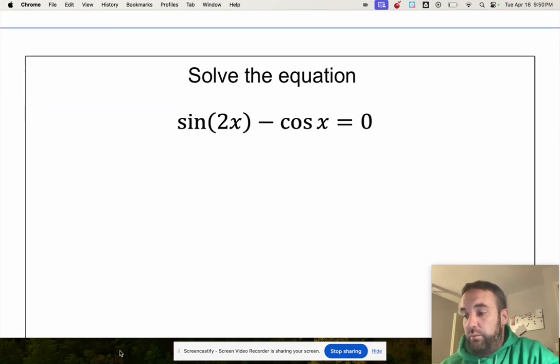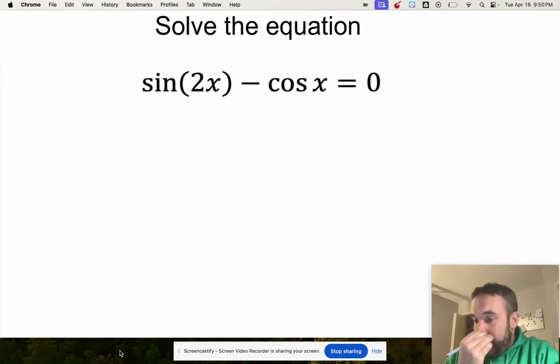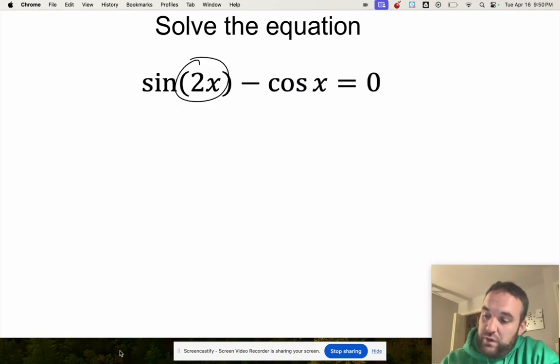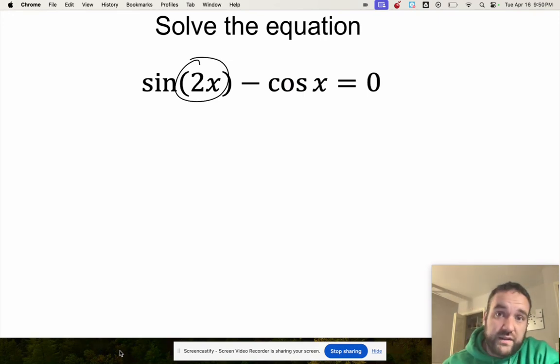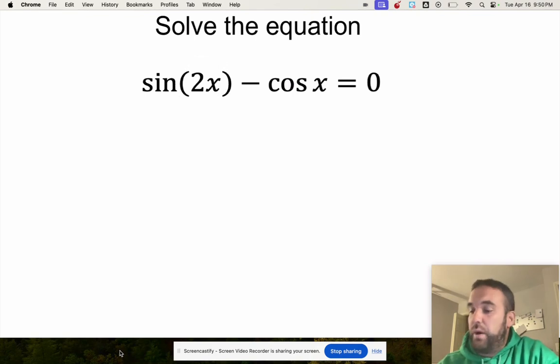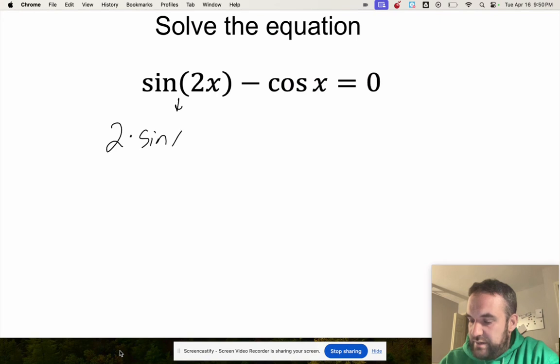So how does that help? Well, let's try to solve something that looks like sine of 2x minus cosine x equals 0. Now, that's a problem. That is not sine squared. If it was sine squared, that'd be easier because I could turn it into cosine squared, or I could turn it into 1 minus cosine squared. And then I'd have cosine squared and cosine in the same formula. But sine of 2x, I need to change using the double angle formula, 2 times sine x times cosine x.